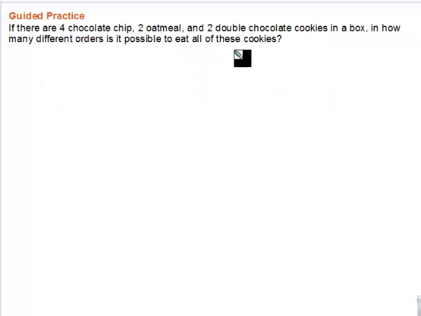Here's one that you guys might like to know. If you have 4 chocolate chip, 2 oatmeal, and 2 double chocolate cookies in a box, how many different ways can you eat those 8 cookies? Okay, so there's 8 cookies. You have 4 chocolate chips, so we'll say x1 is 4. You have 2 oatmeal and 2 double chocolate. And we're going to eat all 8 cookies, because why would you only eat 7 or 6 cookies, right? You're going to eat all 8.